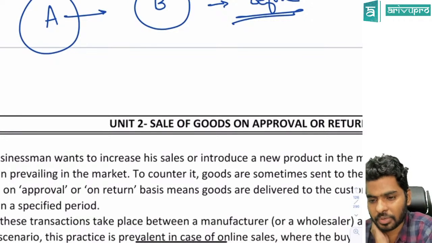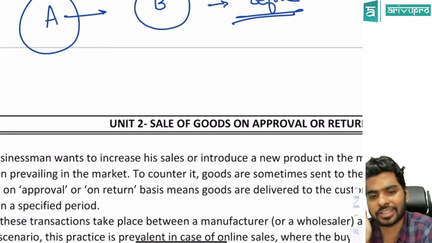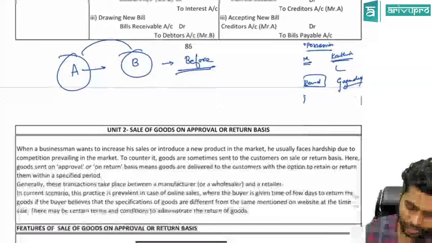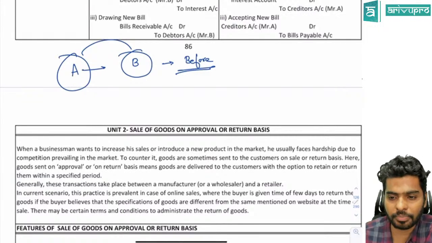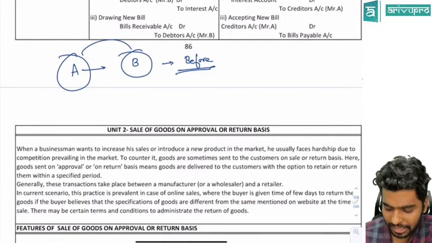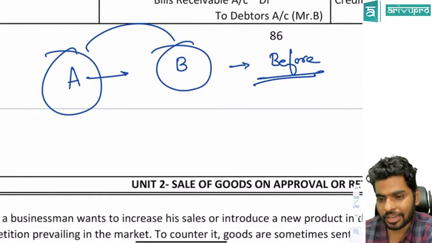Yeah, the next chapter we will be doing is Unit 2 of accounting for special transactions: sale of goods on approval or return basis. Now, guys, let's try understanding the theory part of it before we go in for any of the practical ones. Now, generally, how does a sale happen?